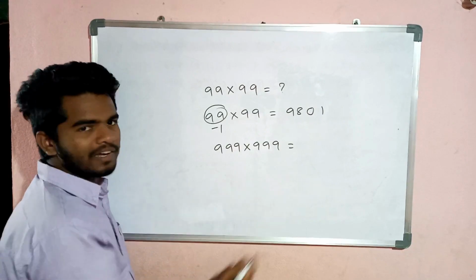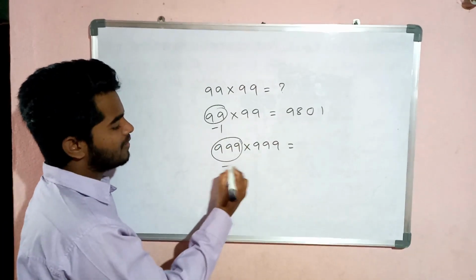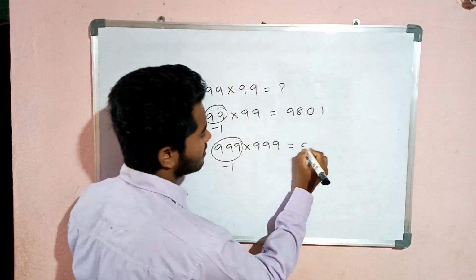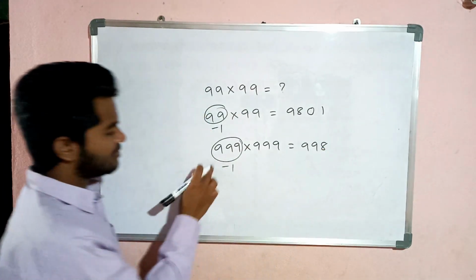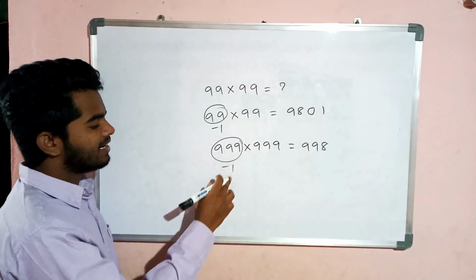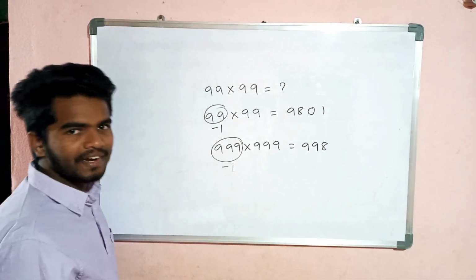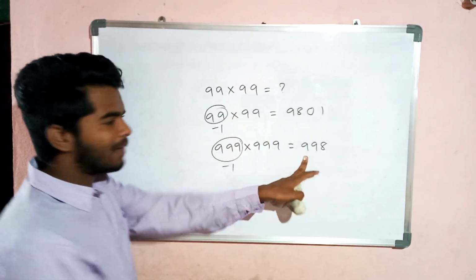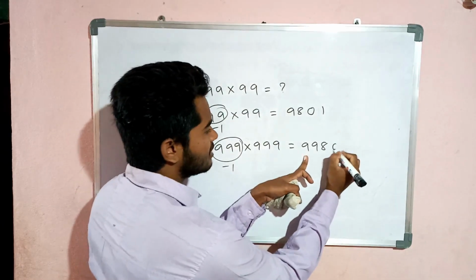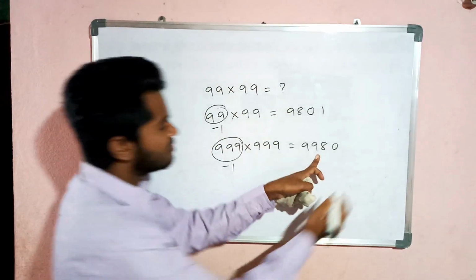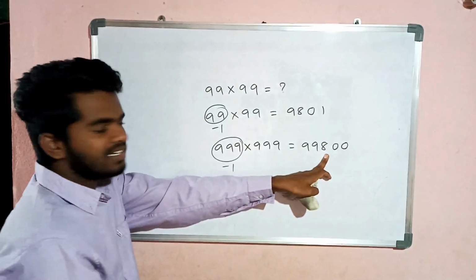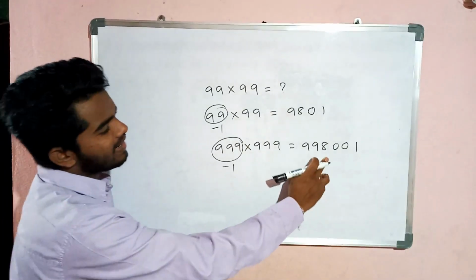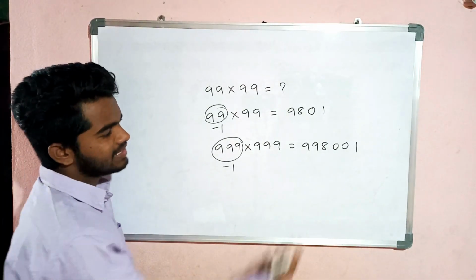999 into 999. Subtract 1 from 999 and write it here. 999 minus 1 equals 998. Now take the difference of every digit from 9. 9 minus 9 is 0. 9 minus 9 is 0. 9 minus 8 is 1. 998001, this is the answer.